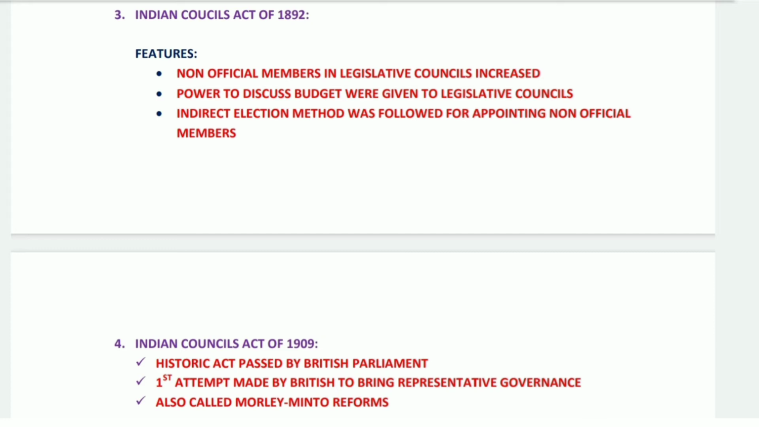After this, the third Council Act introduced was Indian Council Act of 1909, and this act is one of the historic acts passed by British Parliament because this was the first attempt made by British to bring representative governance in the country. So this act is also known as Morley-Minto reforms, where Lord Morley was the Secretary of State and Lord Minto was the Viceroy of India.